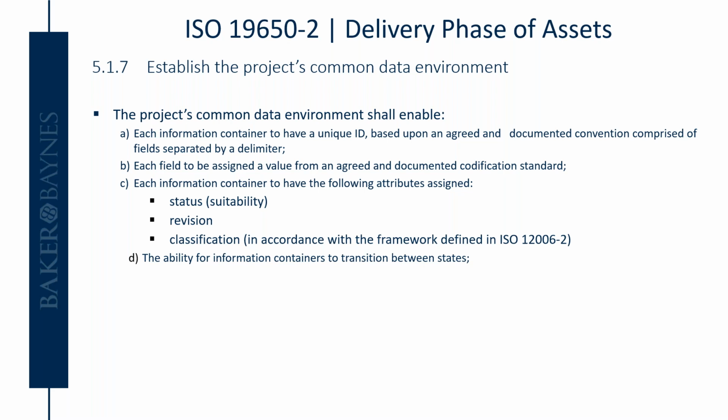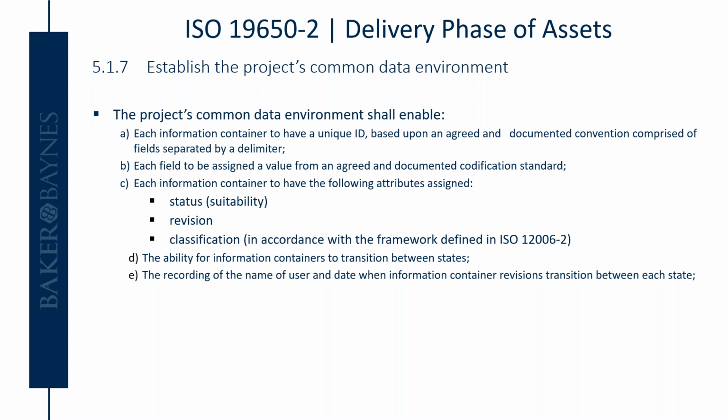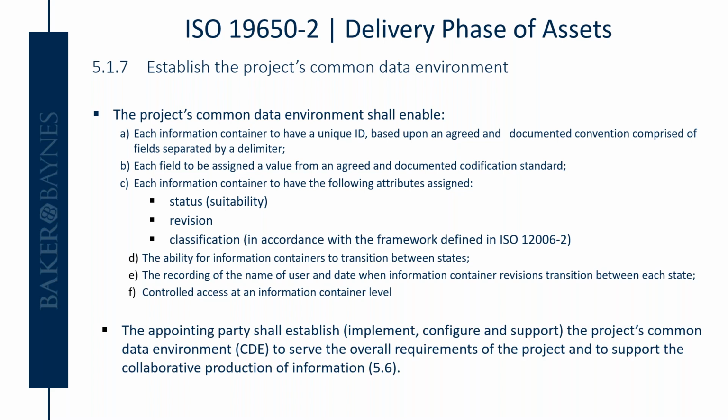It also needs to have the ability for information to transition and move between these different containers or information states. We need to be able to record, or basically have, an audit trail to see the name of the user, the date of the user, and then the information in the revision that is carried within that information passing through the different containers. These containers need to have really tight access and permission control on a container-specific level.